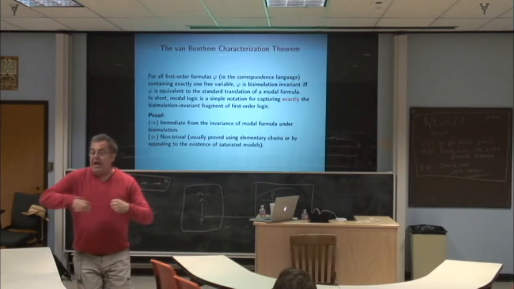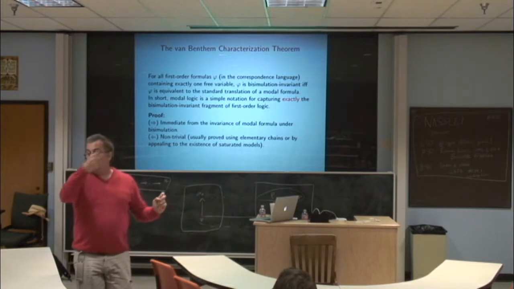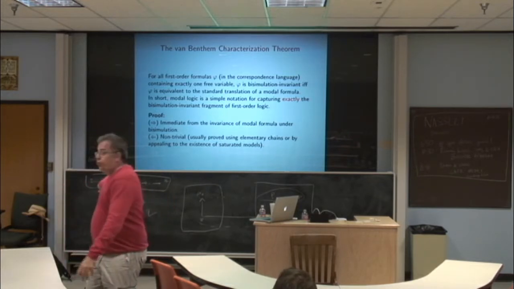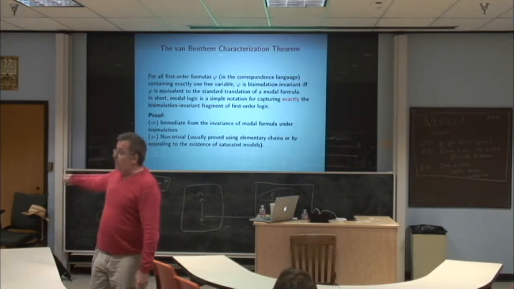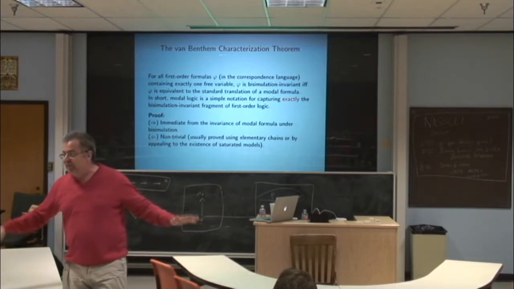For all x, r is related to itself. That's true in that model, and it's false in that model. First order logic sees the difference. I mean, first order logic ain't stupid. You know, ain't no little modal animal.